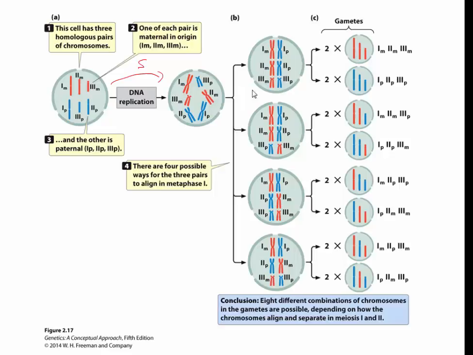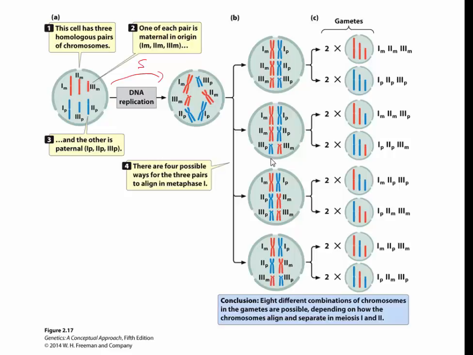And these guys are going to line up. So chromosome 1's always line up, chromosome 2's always line up, chromosome 3's always line up. This first alignment shows that all the maternal chromosomes are on the left, all the paternal chromosomes are on the right. But they can line up in any way.